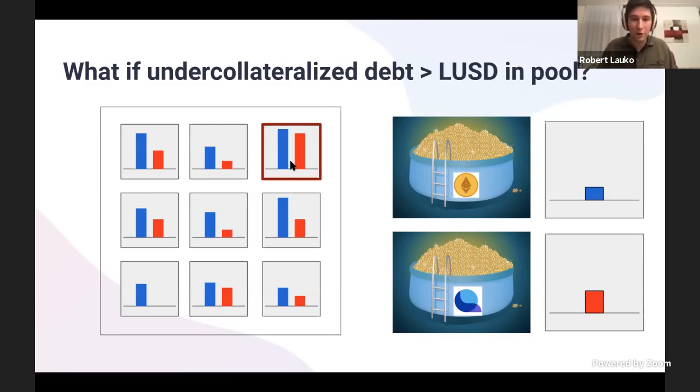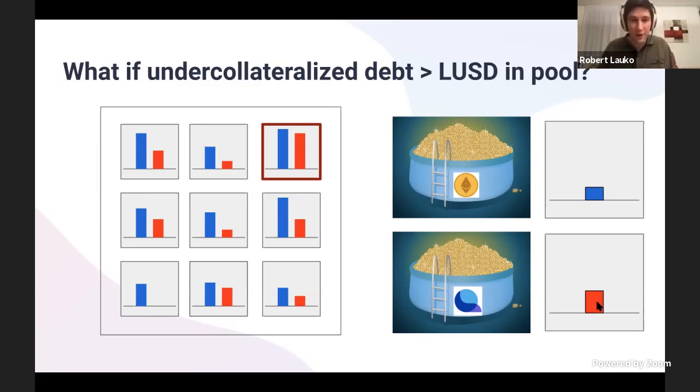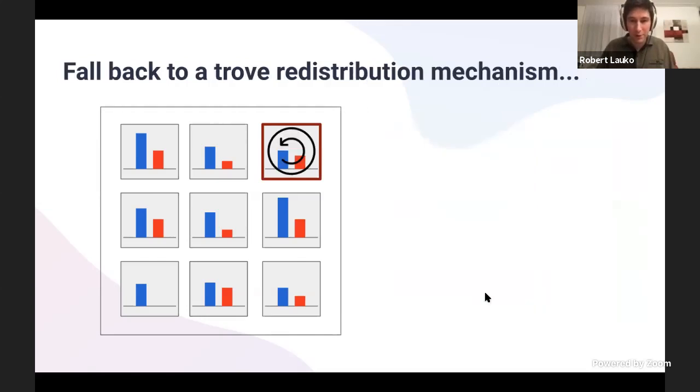Now it can still happen that there are just too many positions or troves that need to be liquidated, or just large ones, so that this stability pool would get emptied. Basically, if this debt in red is larger than the tokens held in the stability pool, then we can only partially absorb this position via the stability pool. There will be a rest.